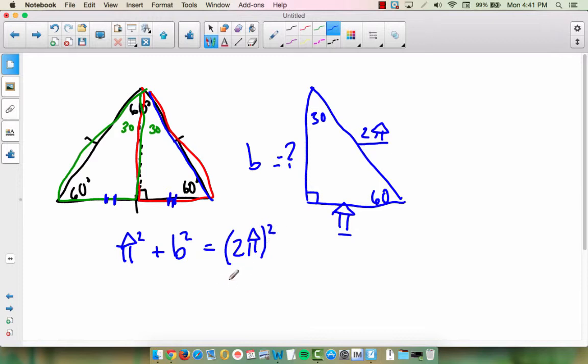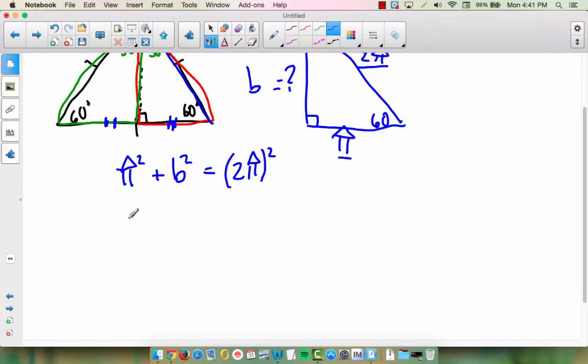So now we're just going to do some algebra here. x squared is x squared. b squared is b squared. Oh, sorry, that should be a plus: x squared plus b squared. And then 2x squared, that would be 4x squared. Little algebra review. A lot of students will forget to square the 2. They'll just square the variable. Don't forget, inside a parenthesis, everything gets raised to the second power.